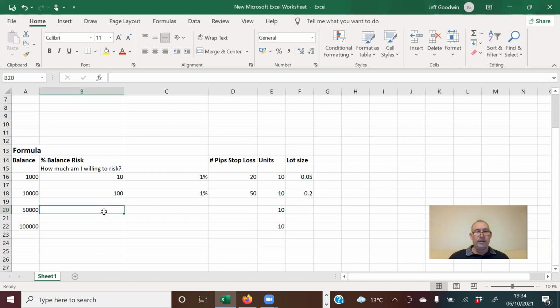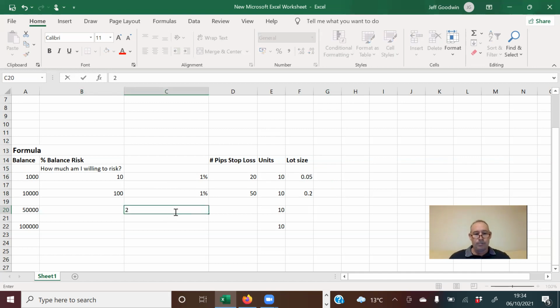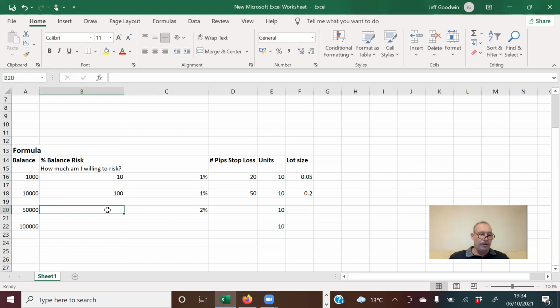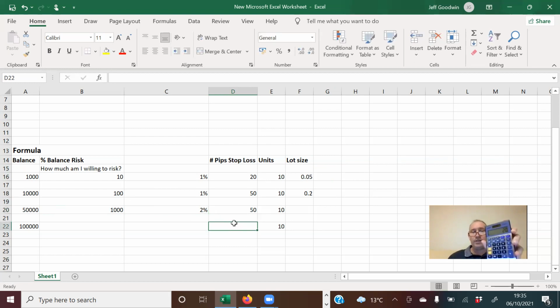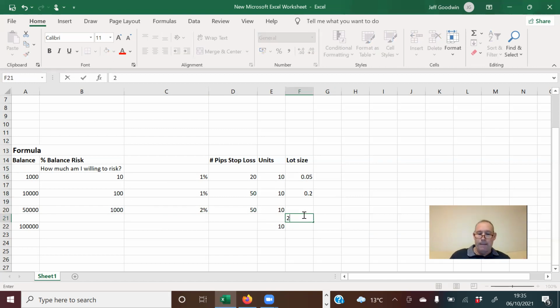Guys, I'll pick this up. 50,000. Let's say this time we're going to risk 2%, just as an example. So we type in 50,000, multiplied by 2% equals, so we're prepared to lose this one, $1,000, because that's 2%. Stop loss, let's say it's 50 pips. So we divide 1,000 by 50, and the answer is 20. And we divide the 20 by 10, because of the unit size, and our lot size for that is 2.0. That's at 2%. I could probably add another formula if you want to add stuff in.